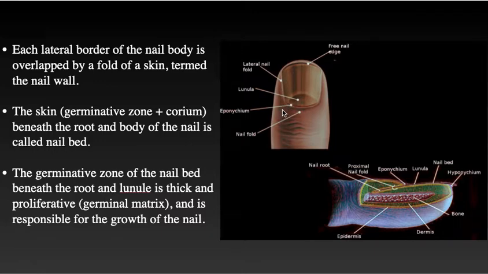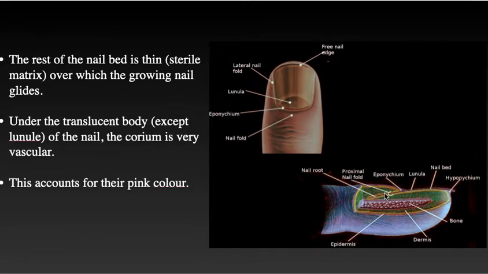The skin, that is the germinative zone plus the corium, beneath the root and the body of the nail is called the nail bed. This is the nail bed, you can see over here. The germinative zone of the nail bed beneath the root and the lunule is thick and proliferative, the germinal matrix, and is responsible for the growth of the nail. The rest of the nail bed is thin, over which the growing nail is going to glide.